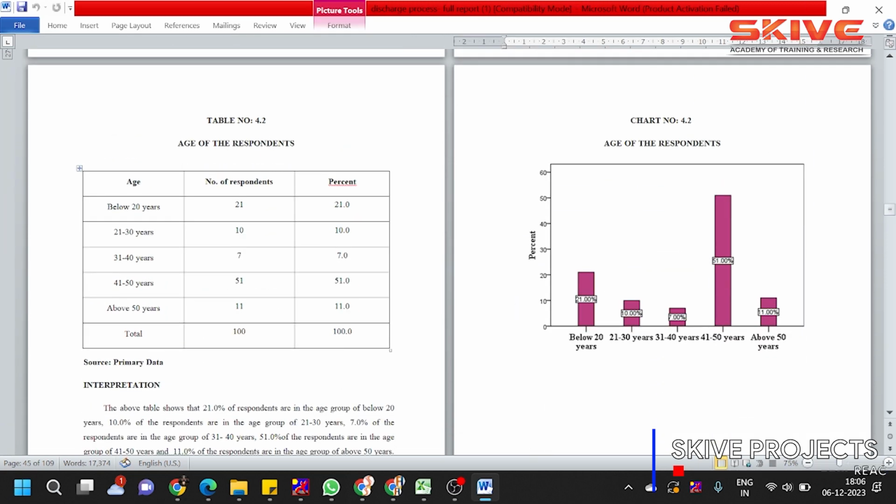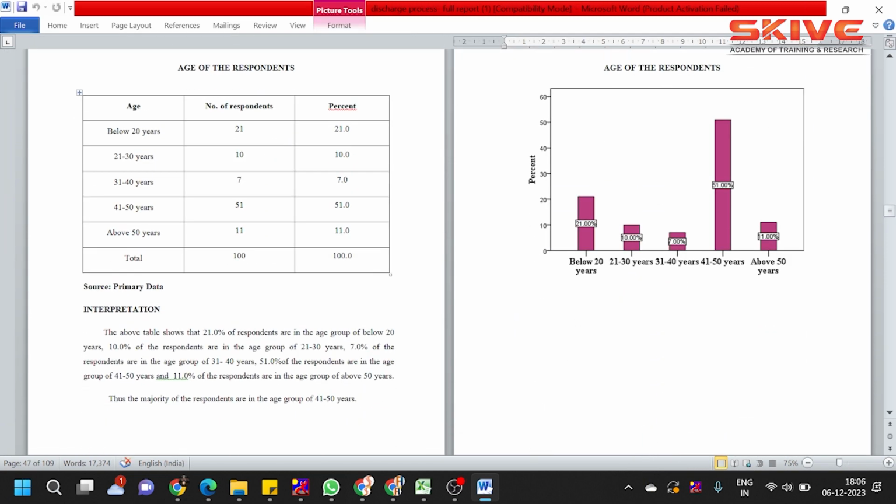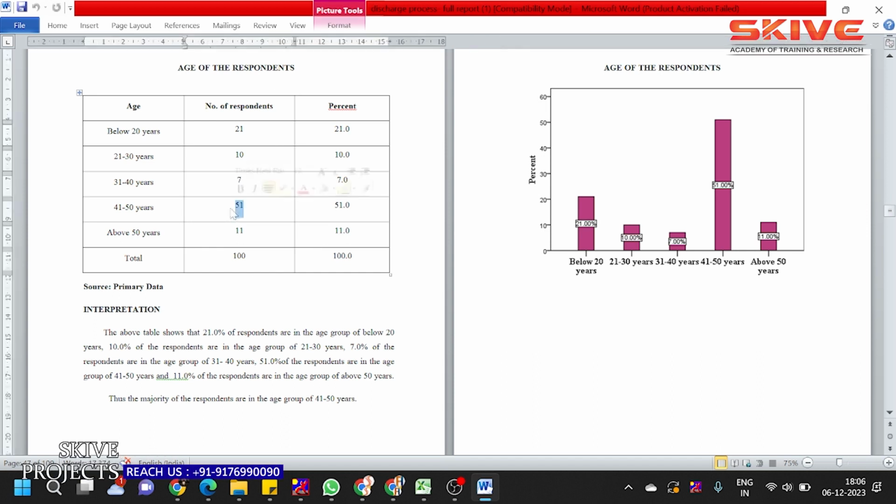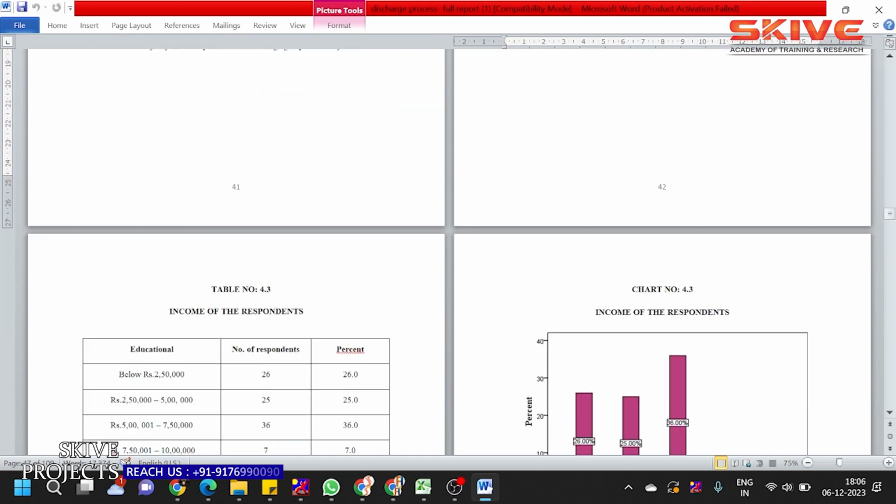The second question is the age of the respondents. The same is given here. Most of the patients are between 41 and 50 years, which is represented in the graph.